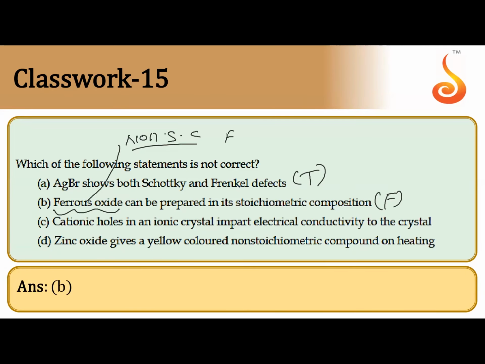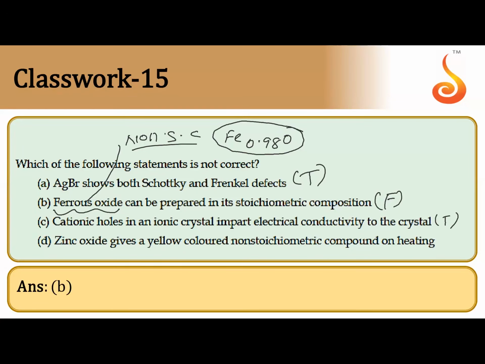The exact formula will be Fe0.98O. This is the ferrous oxide formula which is available in the NCERT. So this is a non-stoichiometric compound. Stoichiometric ratio is not maintained in whole numbers. Next, cationic holes in the ionic crystal impart electrical conductivity to the crystal. That is true, because it will produce cationic holes, which produce electric current, electrical conductivity.